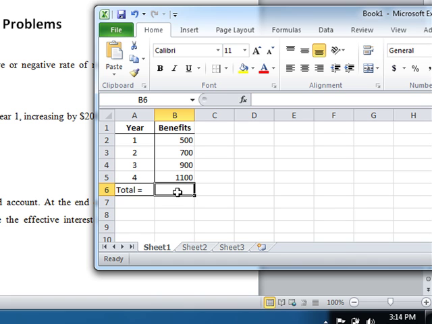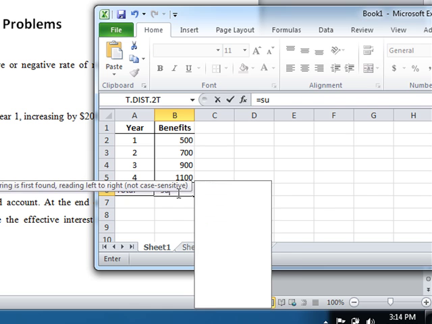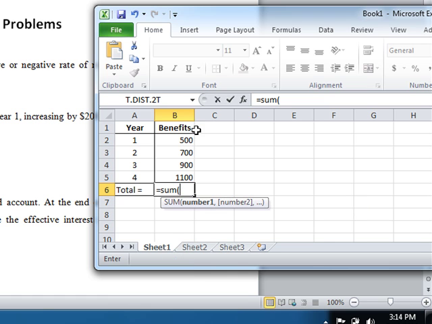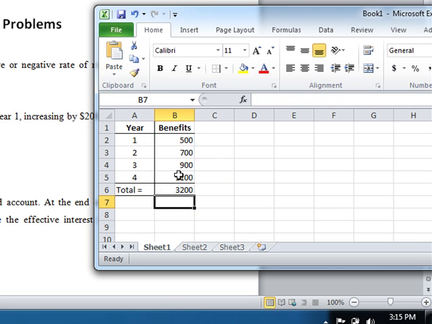Now I want to calculate the total benefit of the project over its 4 year life. So I am going to add these numbers. I will enter a formula: I need to type sum, then create a bracket there and add all these numbers. So the total benefit of this project is $3,200, right? There is one mistake that I made.